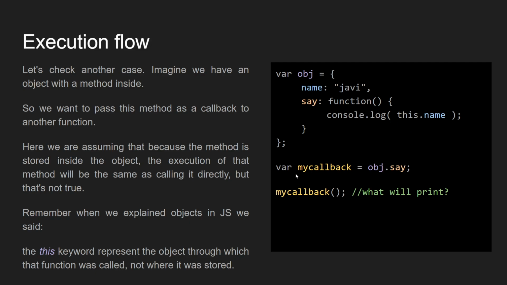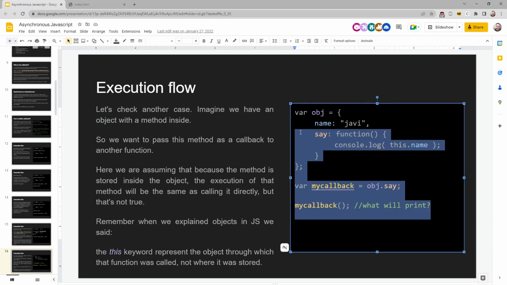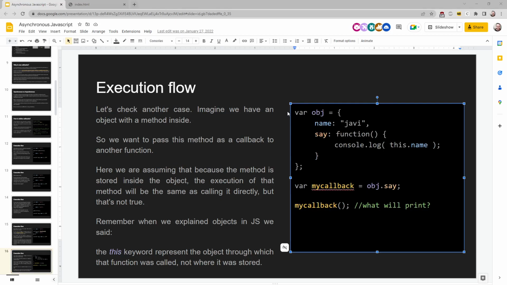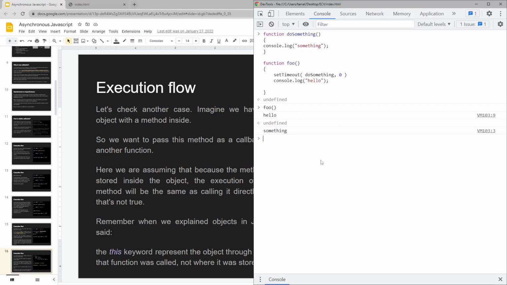Okay, but if we do this, check that we have changed just, instead of calling obj.say directly, we store it in a function and we call it. If we do this, it won't print anything because, well, we can do the test if you want to. Maybe I should have shown you this test prior, but let's do it on the console. That could be a better fit.